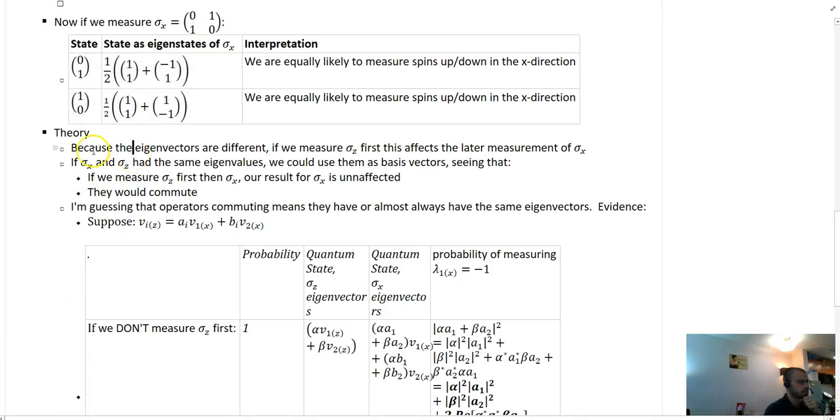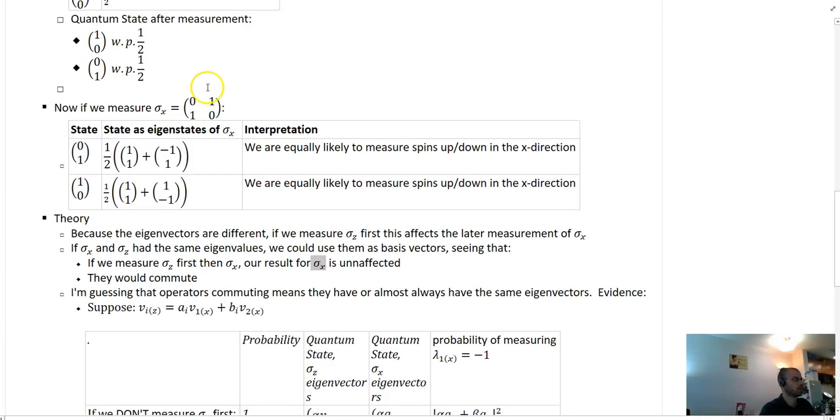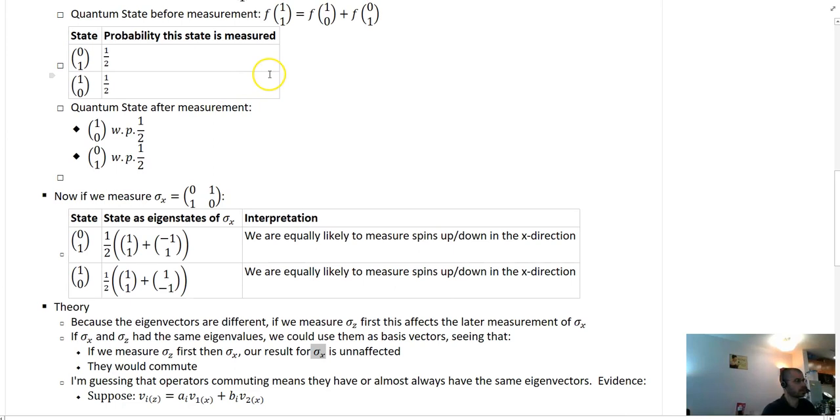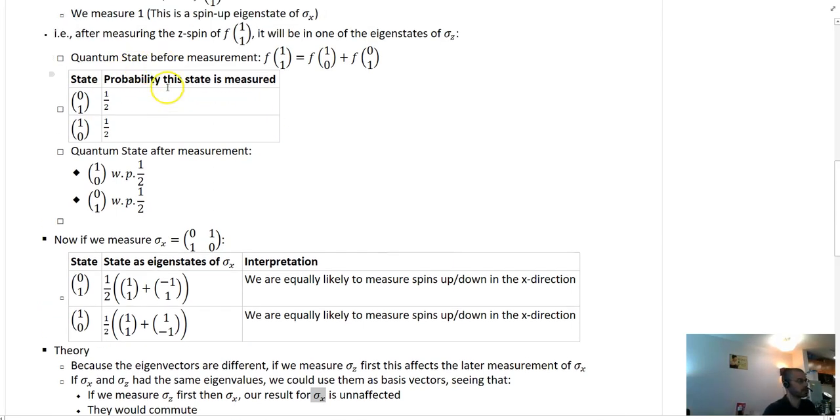Okay, we just went over this. Now, if we had two operators with the same eigenvalues, we can use those eigenvectors as our basis vectors, and then we could see that if we measure sigma z first, then sigma x, our result would be the same as if we just measured sigma x. So let's say, let's go up here.